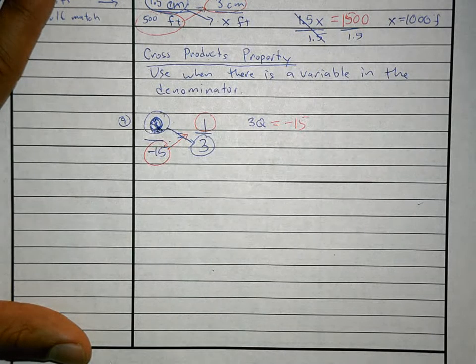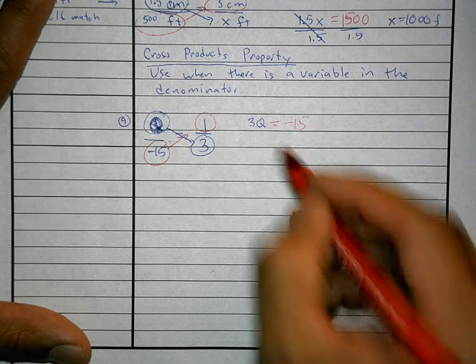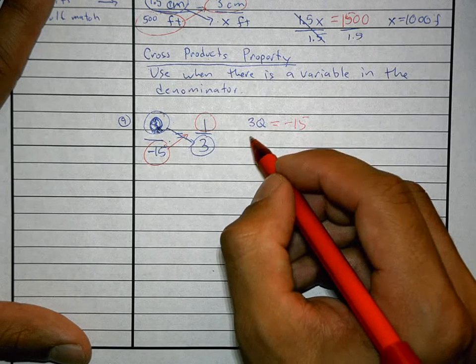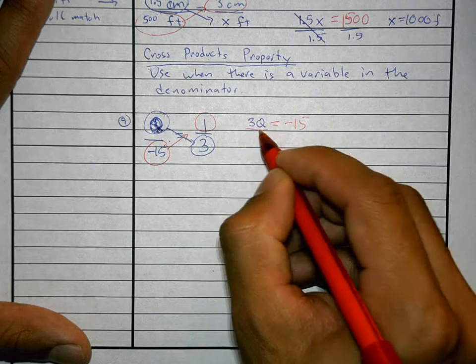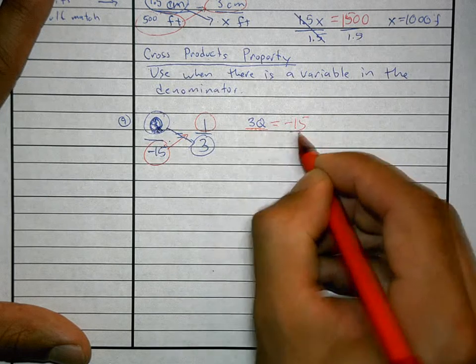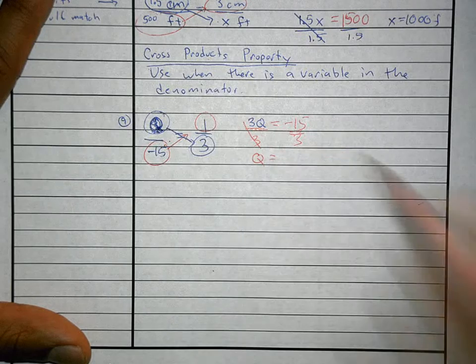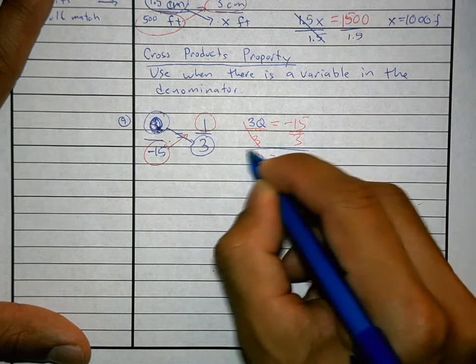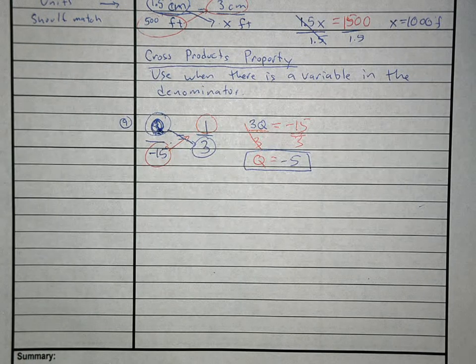Do I have q by itself yet? What's next to it I need to get rid of? What's the opposite of? What am I going to do to both sides? That's my next question. Be specific. Divide by what? Good. And q will equal what value? That's how we're going to do problems like number 9.